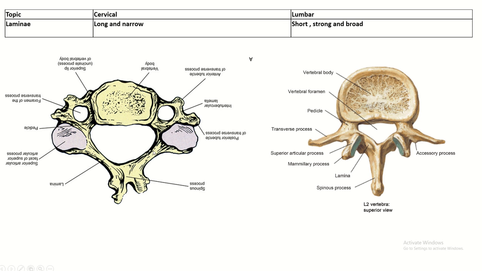This is the lamina of the cervical vertebra. It is long and narrow. The lamina of the lumbar vertebra is short, strong, and broad.